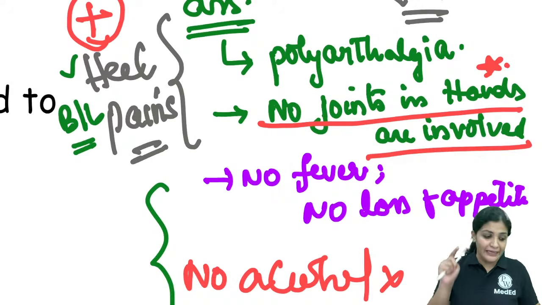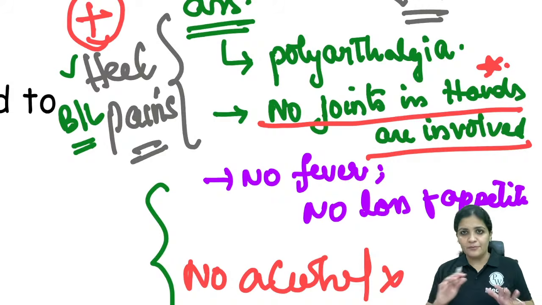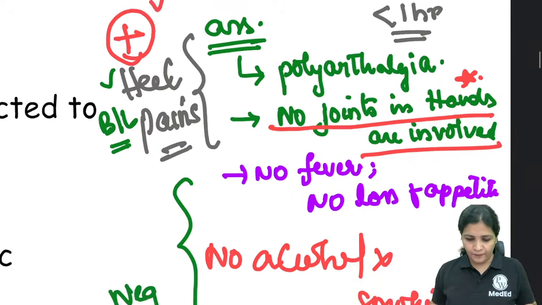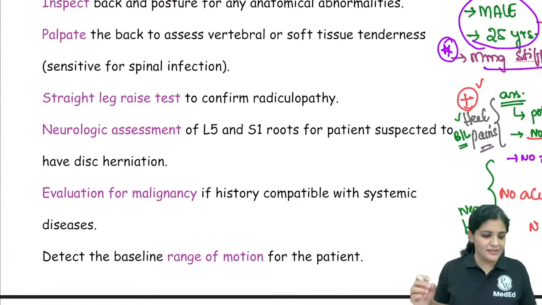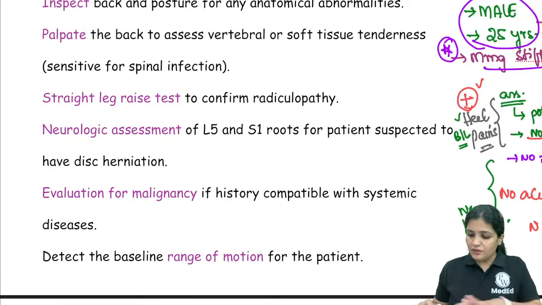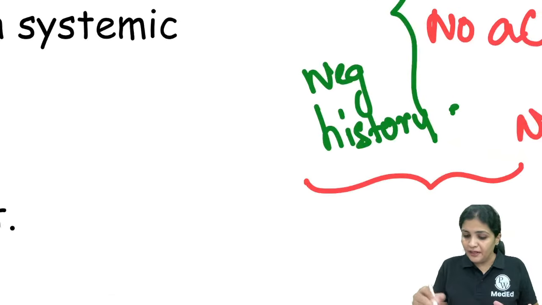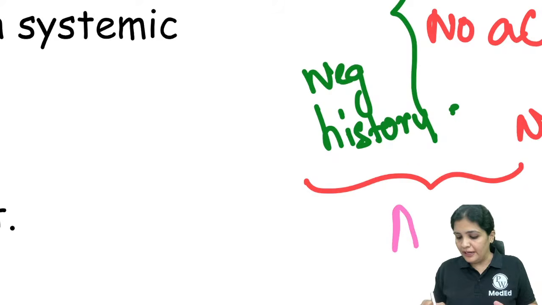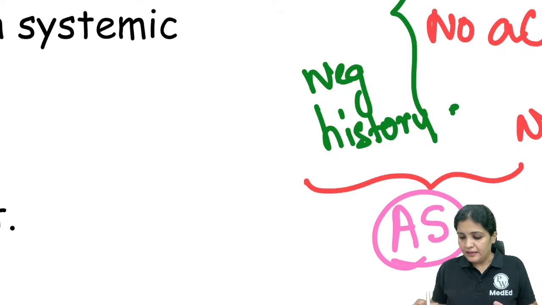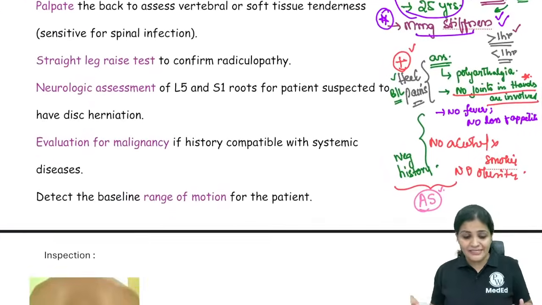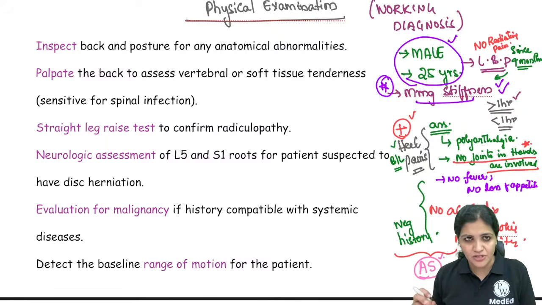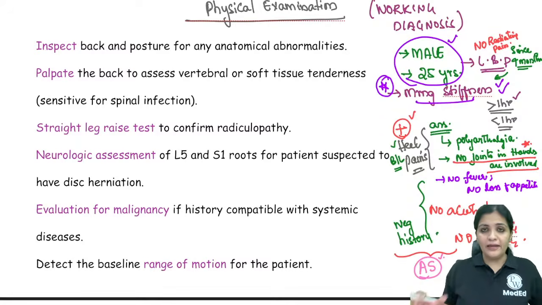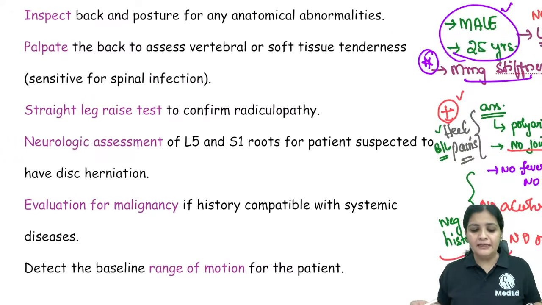Yes, the pain is mainly in the morning, and sometimes even along the day. But particularly mainly in the morning. As soon as he gets up from the bed, he is having the pain. Okay, so the working diagnosis here comes up to be ankylosing spondylitis, AS. So a young male with morning stiffness, with all these symptoms, you can put the working diagnosis as ankylosing spondylitis. And now once you come with the working diagnosis, you start the physical examination.